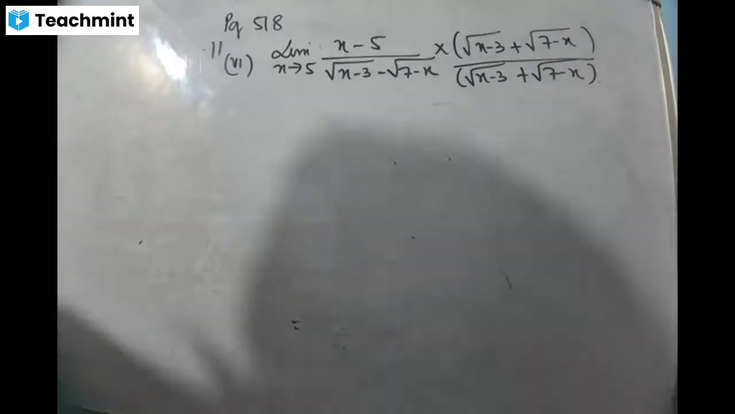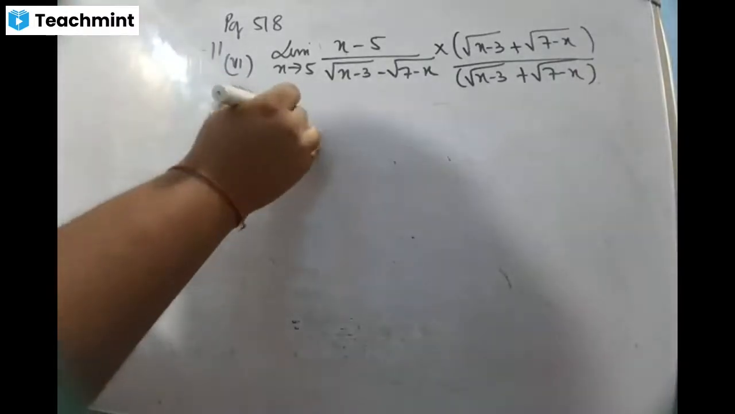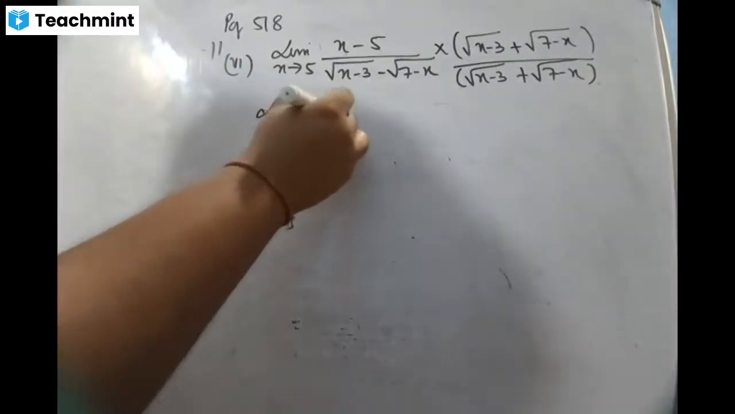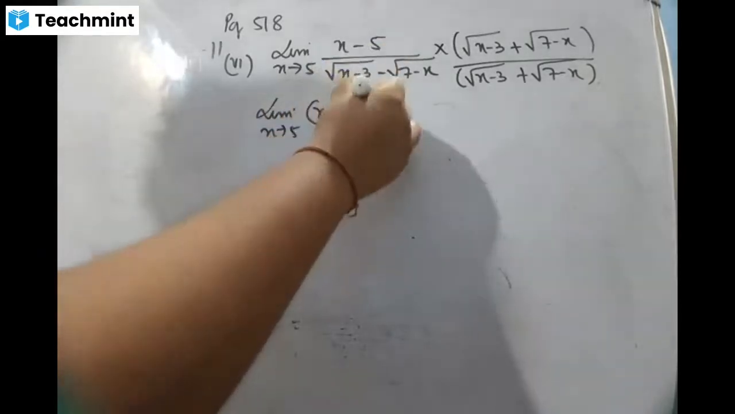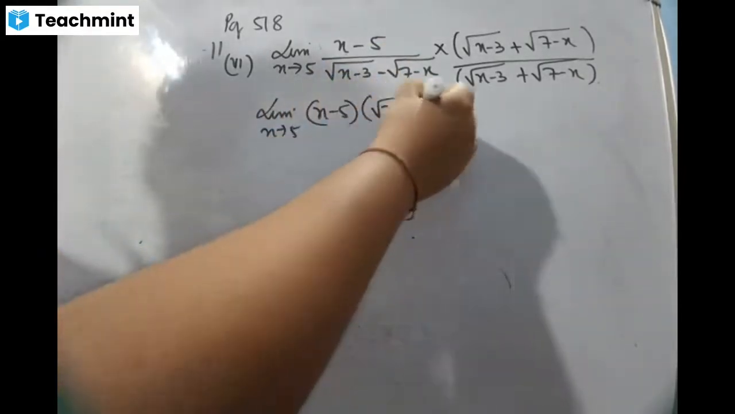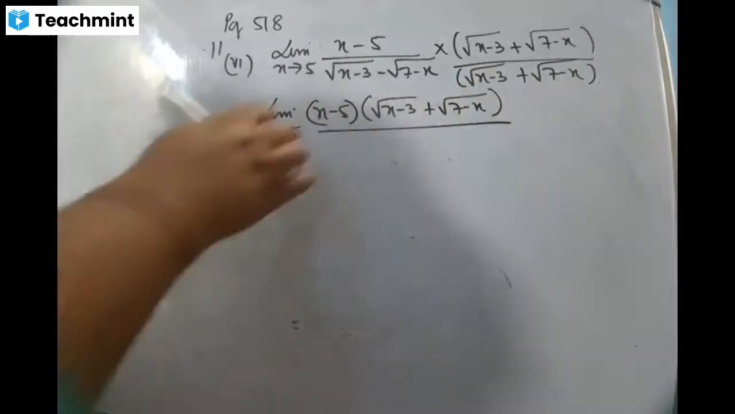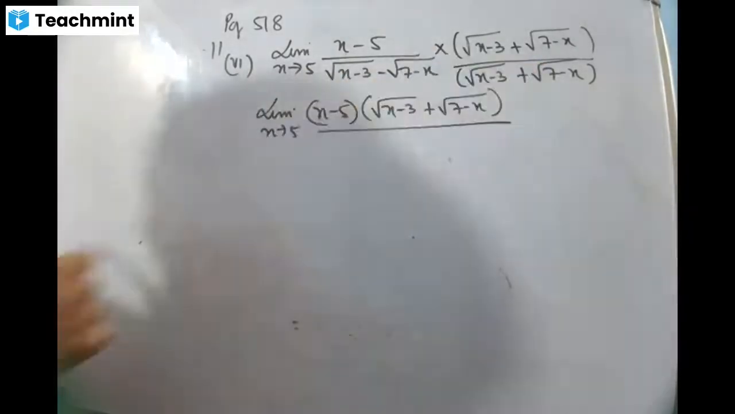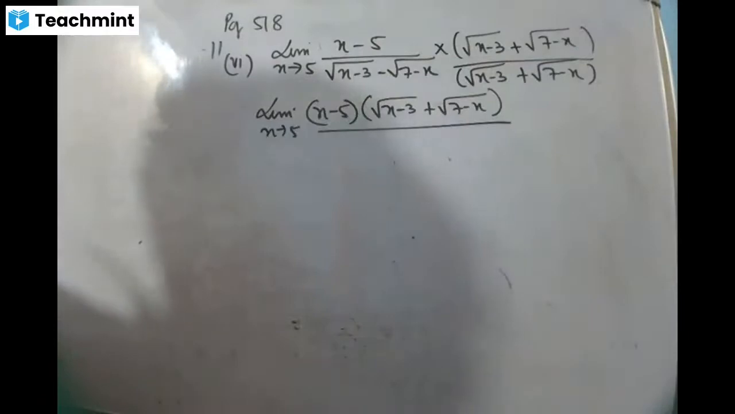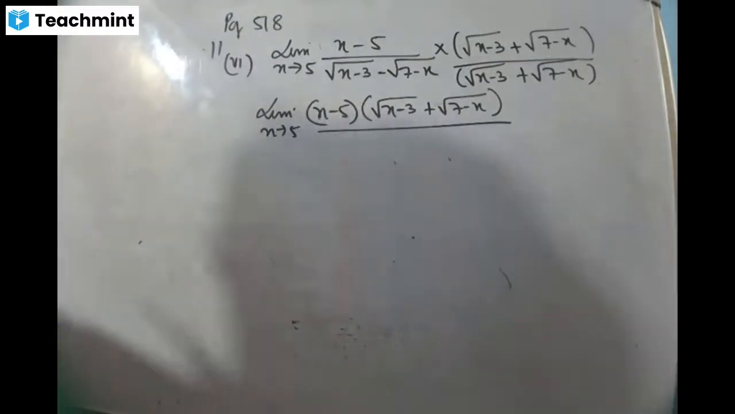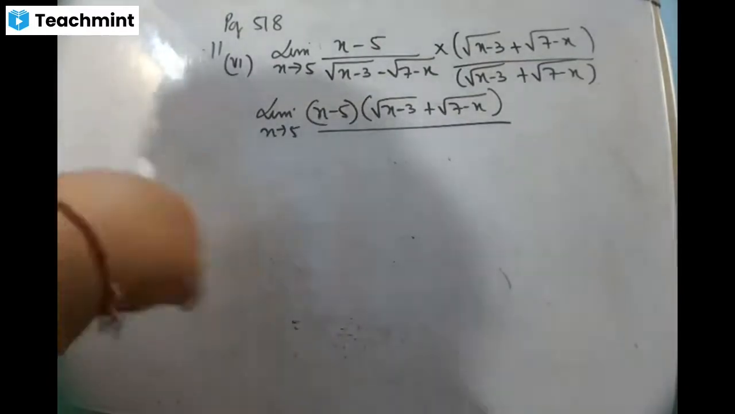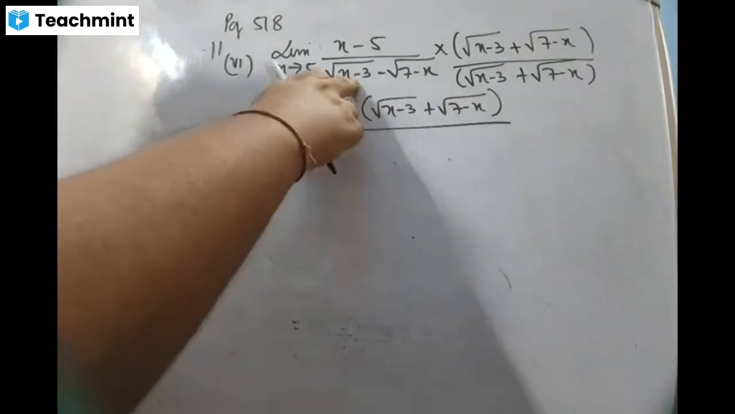Now see what you're getting. Limit x tends to 5. So don't make the mistake of multiplying. Just keep it as it is. x minus 5, because we need to factorize the denominator. So this is a minus b, a plus b, again a conjugate pair. So you know the formula. I'll do it directly because I've already done this in the previous problem. It's going to be what? A square minus b square.